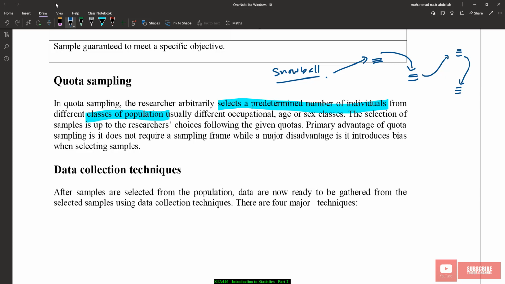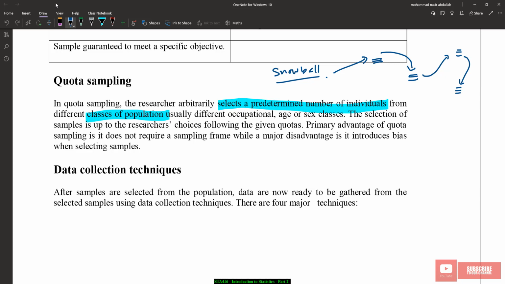We already discussed. To recap, right? We start with the recap. We start with the sampling process. First, sampling process. First, what we need to do is to define our population.